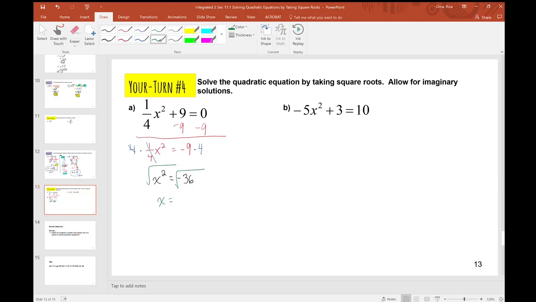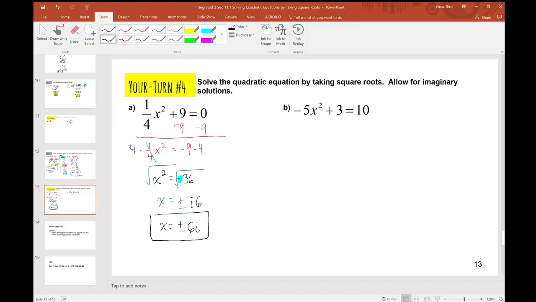x equals plus or minus. We have the negative that's under the radical. Remember that negative automatically turns into i, and that negative is going to go outside. The square root of 36 is 6. We have i 6. This looks a little strange, so let's go ahead and rewrite it as plus or minus 6i.